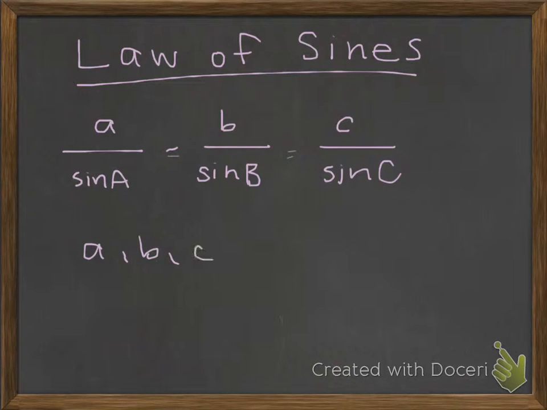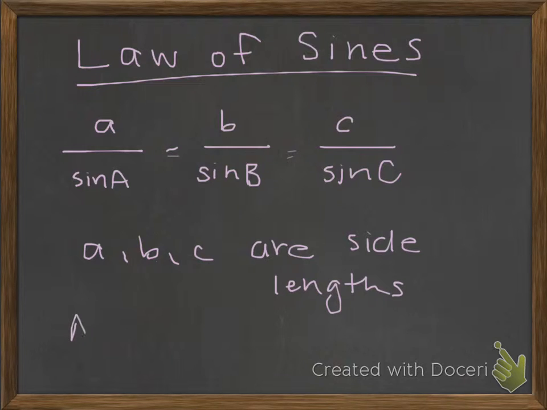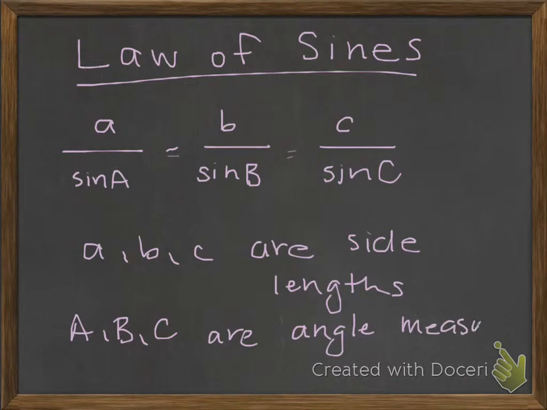Little a, b, and c are side lengths. The large A, B, and C are angle measurements, and the angle measurements are going to be in degrees. So one thing that's important is that any calculation we do in this section, you need to be in degrees on your calculator.